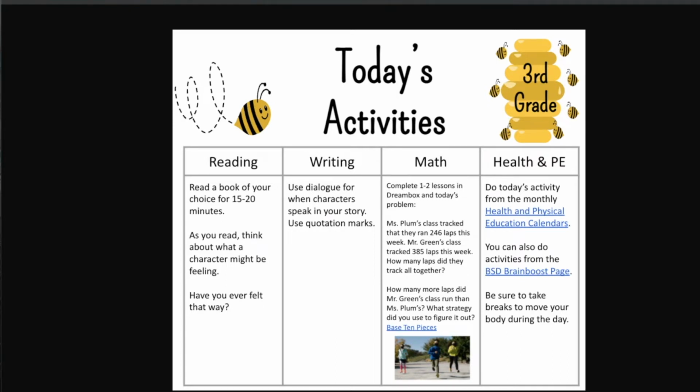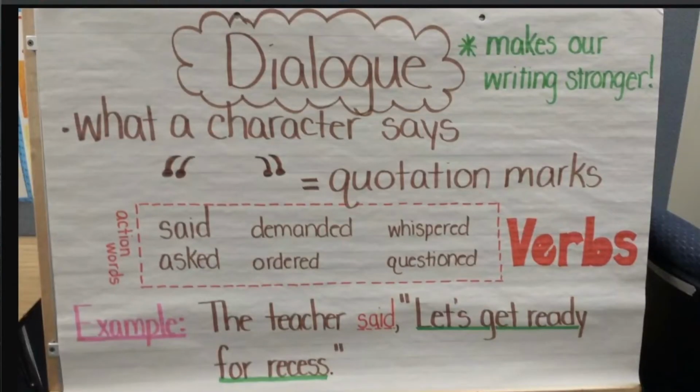Okay, today for writing, we're going to use dialogue when characters speak in your story, and we're going to use quotation marks. So I pulled up this chart for us, and dialogue, it's a big fancy word, but dialogue is just what the character says, and exactly what the character says. You're actually quoting the character. So we're going to use these little guys here called quotation marks, and we're going to put them on either side of what the person says. That way when you're reading, you know when the character started talking and also when they stopped talking.